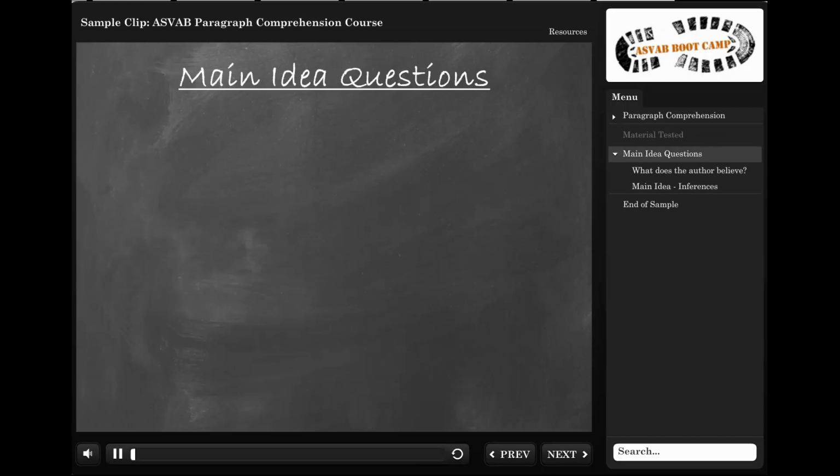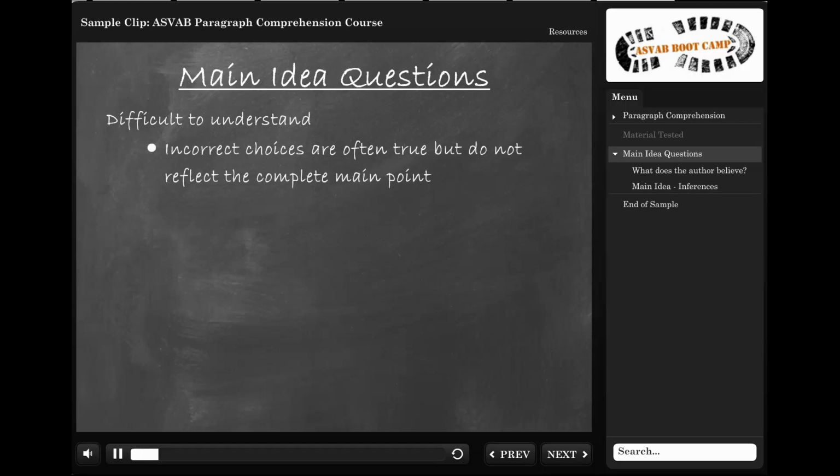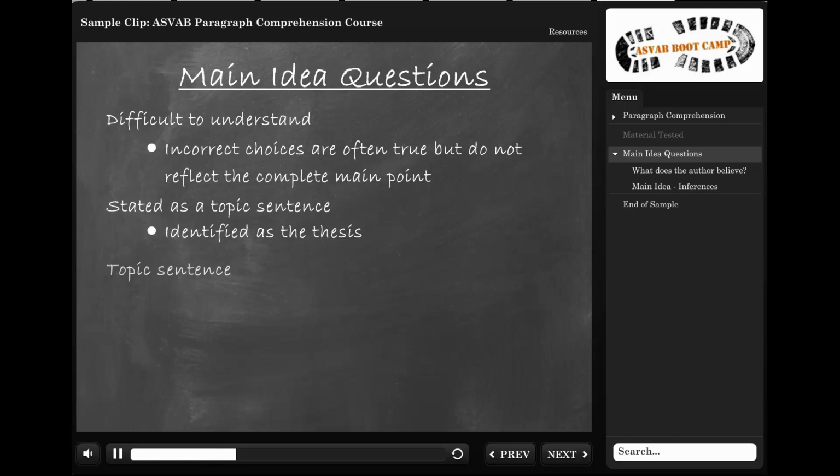Main idea questions are frequently difficult to answer on the paragraph comprehension subtest because the incorrect choices are often true but do not reflect the complete main point of the entire paragraph. Sometimes the main idea of the paragraph is stated in what is called the topic sentence, which is sometimes also identified as the thesis. You may be familiar with the terms topic sentence and thesis from your high school English classes. Often, the topic sentence is the first or last sentence.